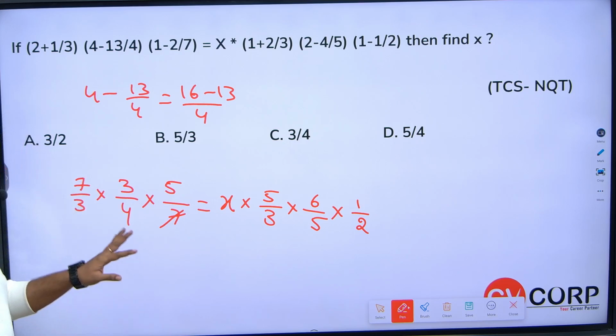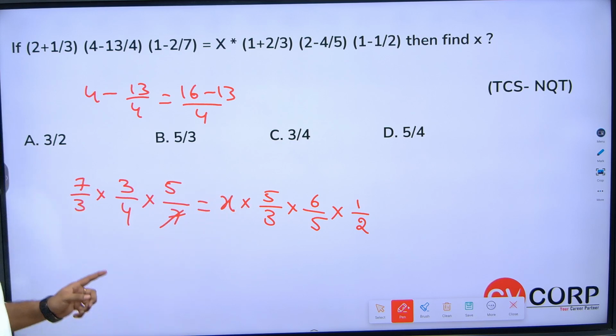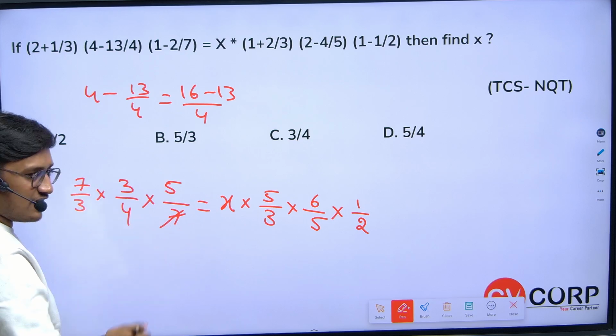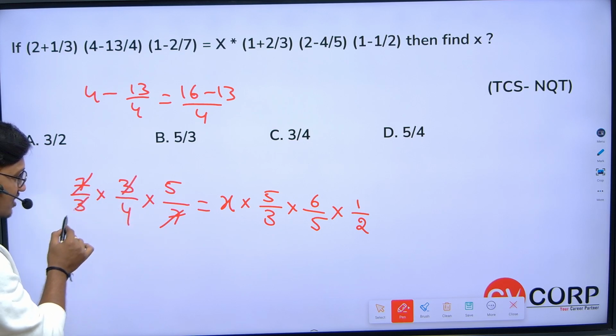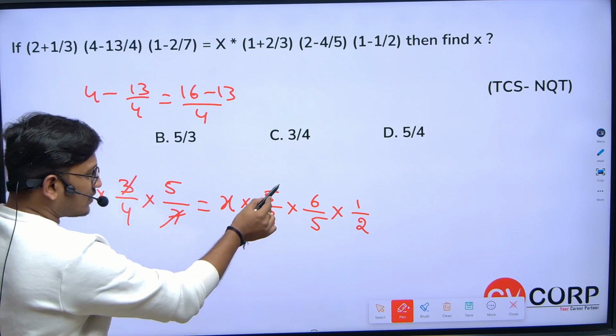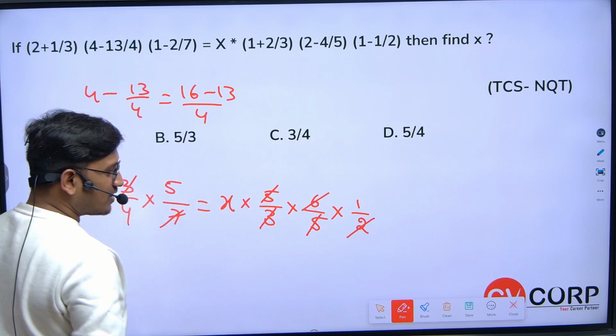Now I hope you all are clear with these particular conversions, right? We'll try to cancel the values. There are a few values that will get cancelled. 7 and 7 will get cancelled. 3 and 3 will get cancelled. And here also 5 will get cancelled. 3 twos are 6. Here in the numerator we have 6.